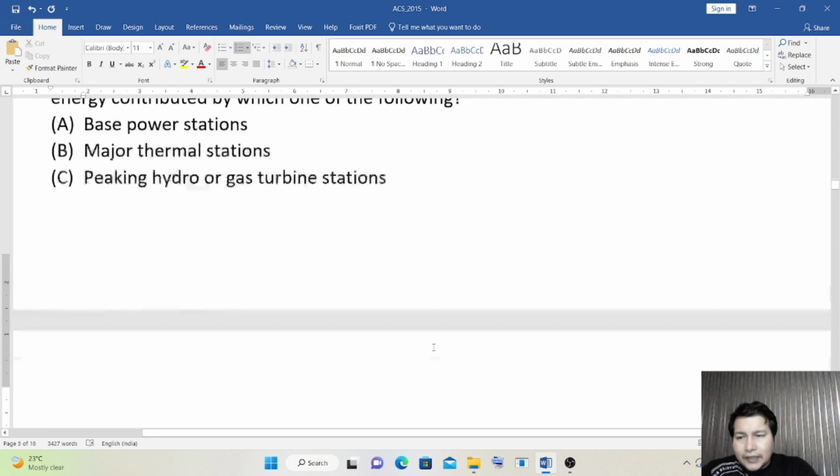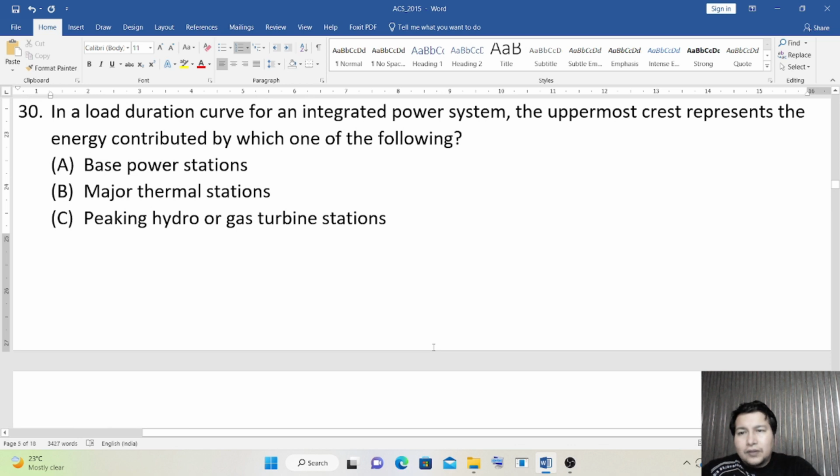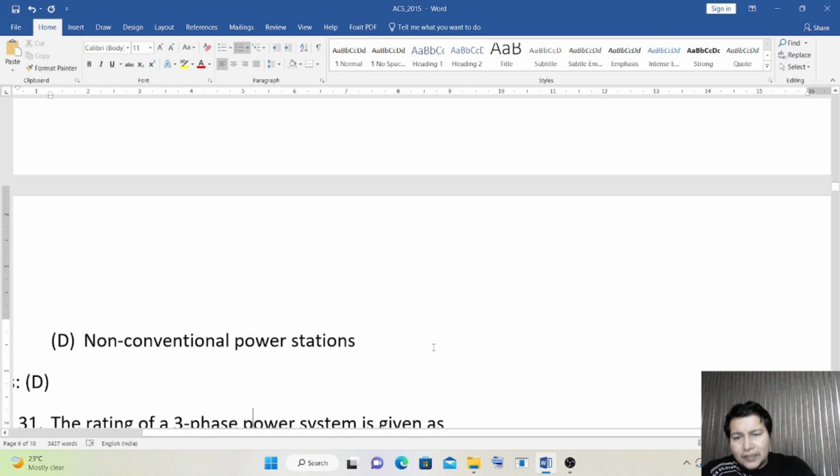Next question, 30. In a load duration curve for an integrated power system, the uppermost crest represents the energy distributed by which one of the following? Base power stations, major thermal stations, peaking hydro or gas turbine stations, non-conventional power stations. So the correct answer is option D, non-conventional power stations.